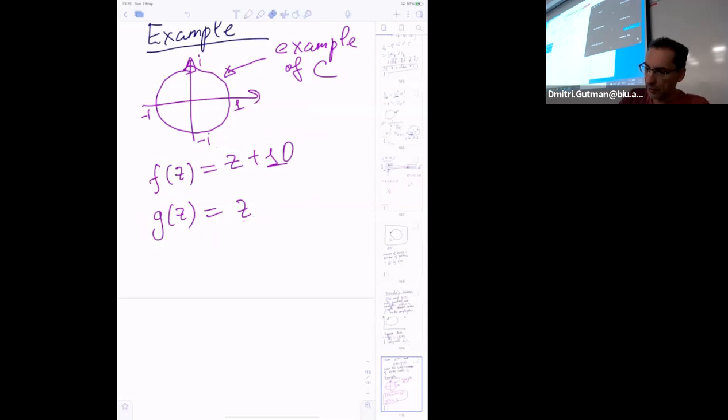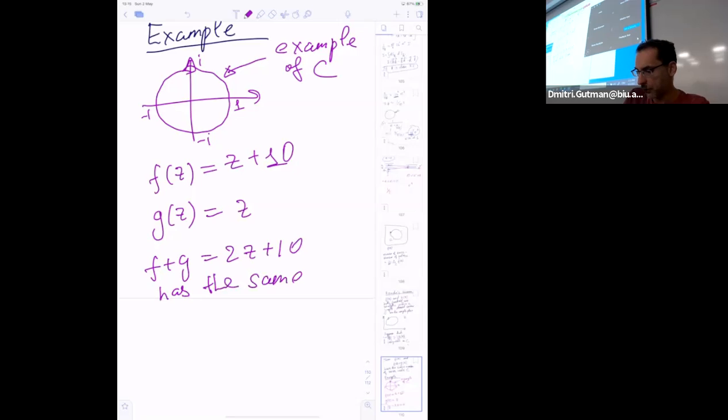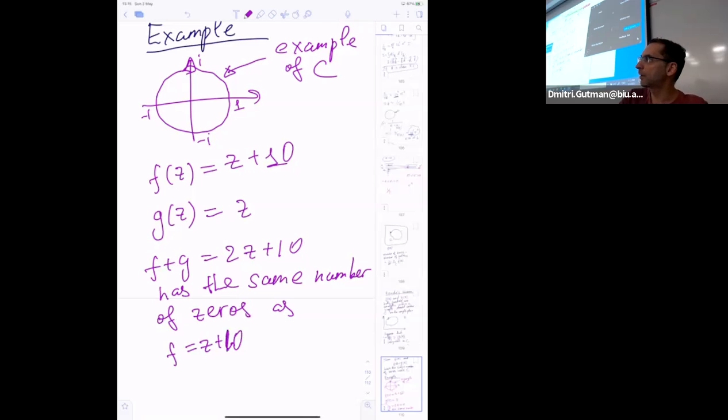So in this case, the function f plus g, which is equal to z plus 10, must have the same number of zeros as what function? F, correct. So let's count how many zeros they have. How many zeros does the function z plus 10 have inside the unit circle? None, correct. How many zeros does the function 2z plus 10 have inside the unit circle? 0, correct. So it satisfies Rouché's theorem.